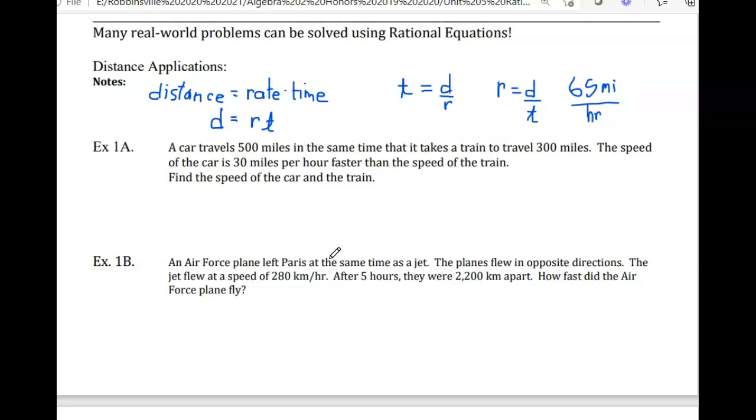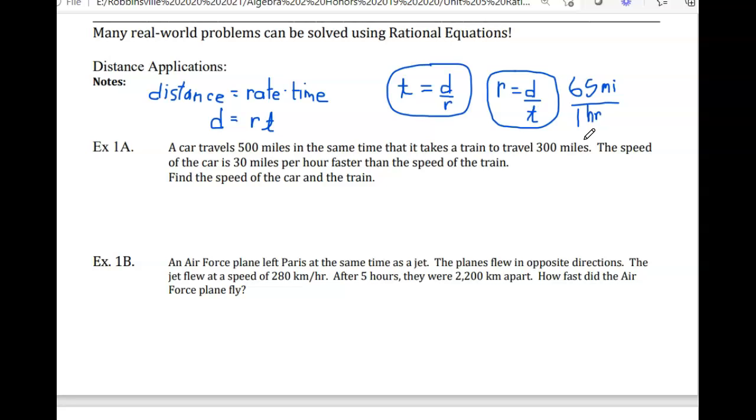So d equals rt, and where they become involved with rational equations is when you start dividing. You know t is equal to d divided by r, so that would be a rational equation, and also r is equal to d over t. So anytime you have the times equal or the rates equal, then you'll get into a rational equation. Not always. So one example would be 65 miles per hour. That rate of 65 is equal to 65 miles per 1 hour. All right, so let's start solving these examples.